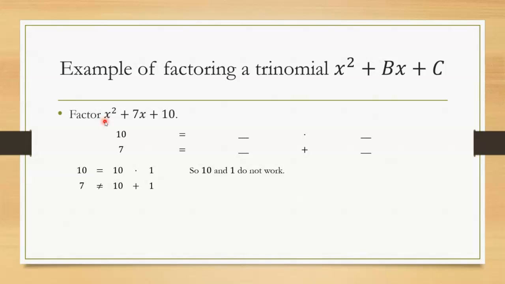So we want two numbers whose product is 10 and whose sum is 7. Product 10, sum is 7. Okay, well, you might say, let's try 10 and 1. That product is 10, but the problem is 10 plus 1 is not 7. So that's not going to work. Remember, both conditions have to hold.